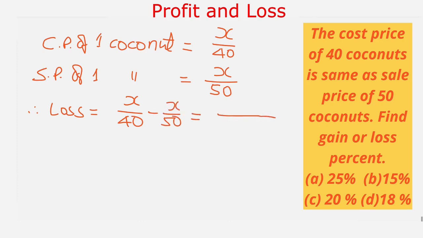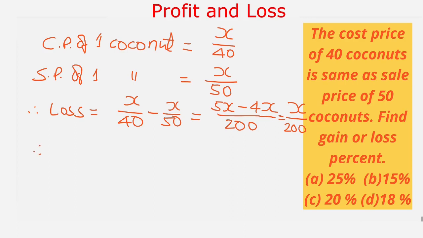The LCM of 50 and 40 is 200. 40 divides 200 five times. Thus 5 into X is 5X. And 50 divides 200 four times. Therefore 4 into X is 4X. This is 5X minus 4X, which is X. Thus it is X over 200.